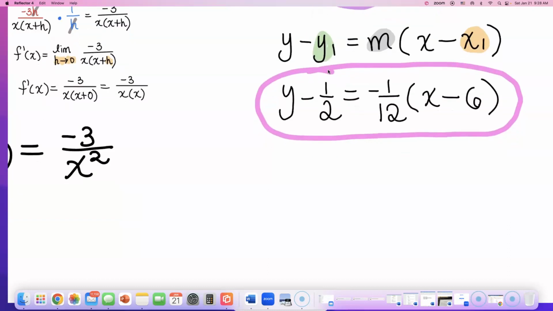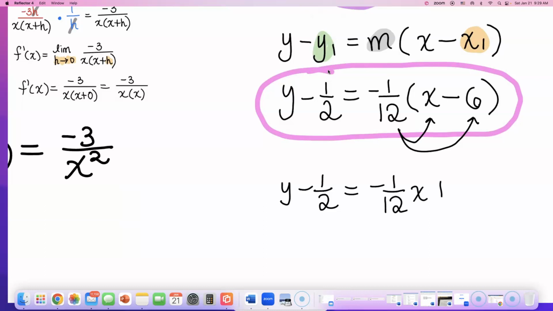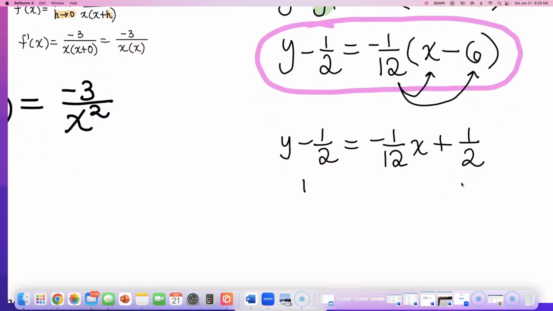Sometimes, maybe in MyMathLab, they may ask you to write this in slope-intercept form. If you want to write this in slope-intercept form, then you will want to distribute. Okay, I'll continue. y minus half equals negative 1 over 12x plus half, right? Because negative times negative is positive. And 6 over 12 is half. Last thing to do is add half to both sides.